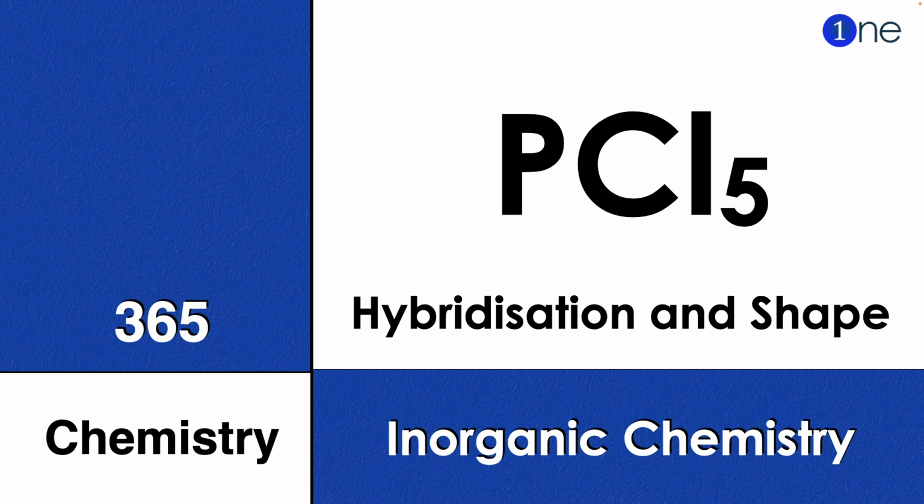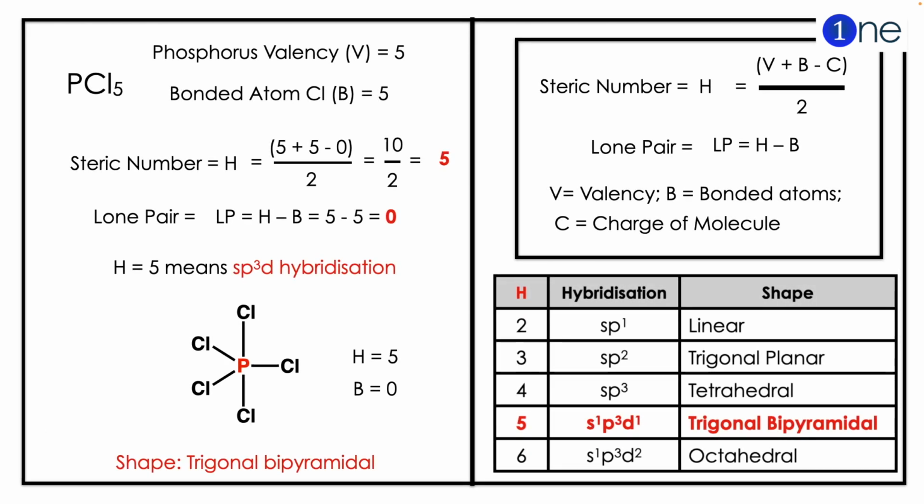Daily one question for you. Here you have PCl5, phosphorus pentachloride. You have to find hybridization and shape. Finding hybridization is easy. You have to find the steric number.